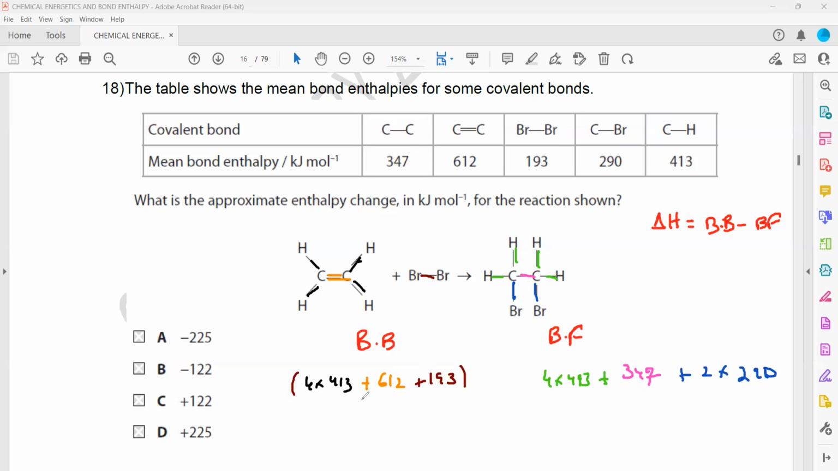So the reactant side is the bond breaking side. What is the sum of these all? The bond breaking: 413 into 4 plus 612 plus 193. What's the total bond breaking energy? So the final answer, when you take the difference, bond breaking minus bond forming, is minus 122. Okay. So B will be the right answer. So the idea is bond breaking minus bond forming gives us the enthalpy change.